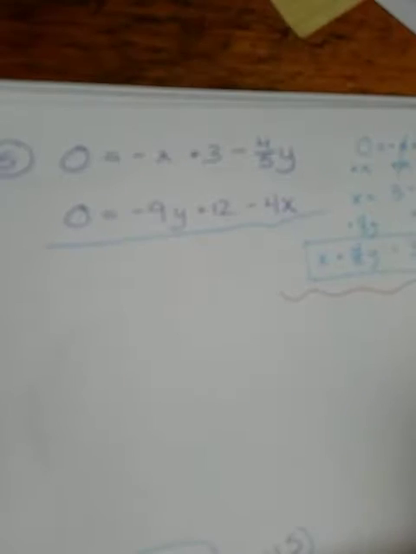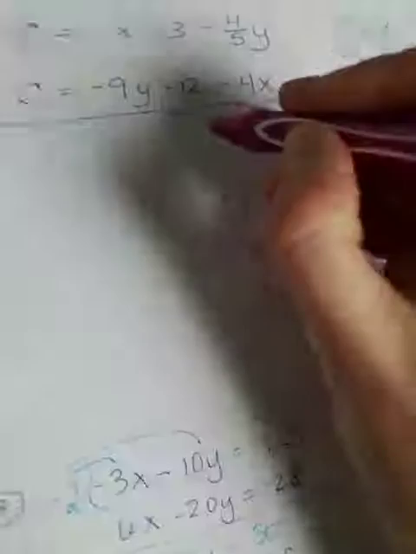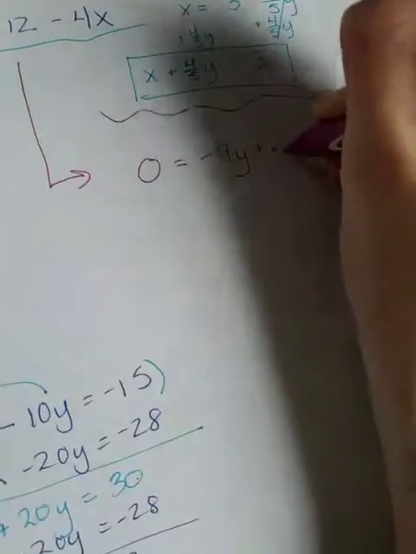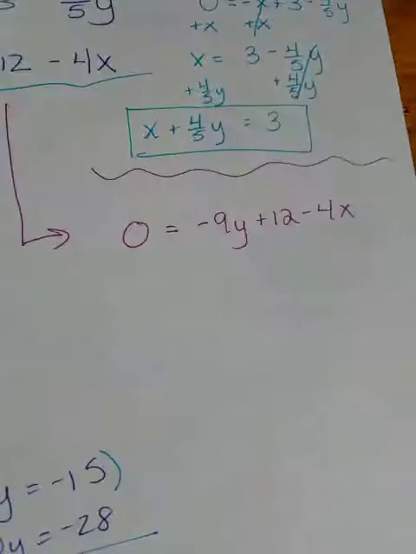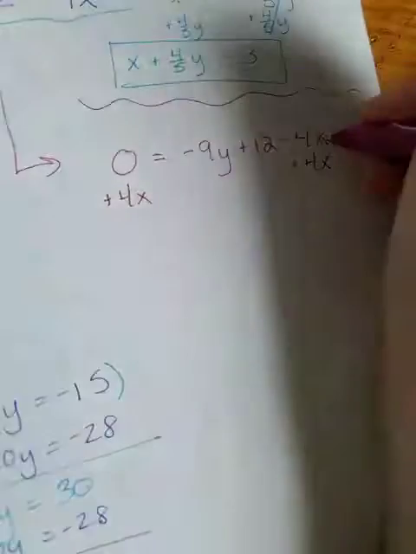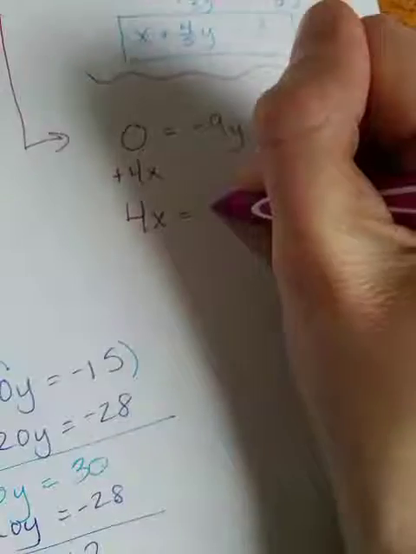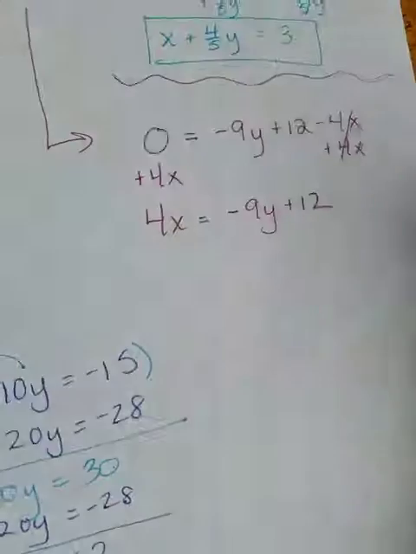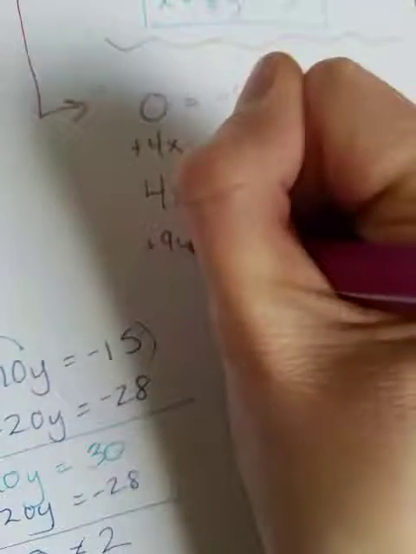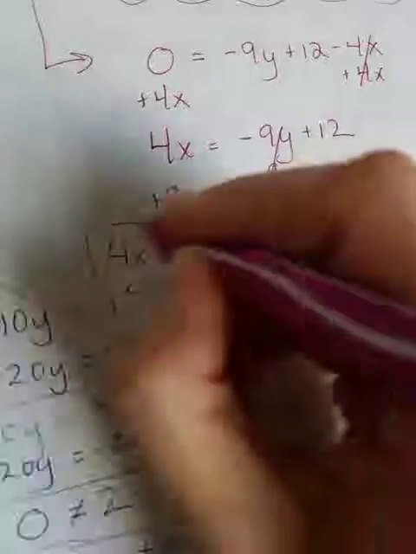Now we will do the second equation, and we are going to get x and y on the same side. So I'm going to add 4x. So I have this here. Now I'm going to add 9y. And I have 4x plus 9y equals 12.